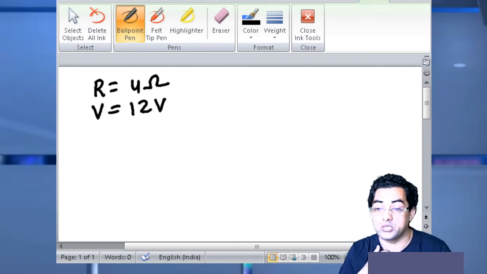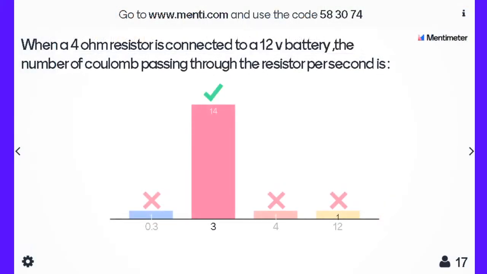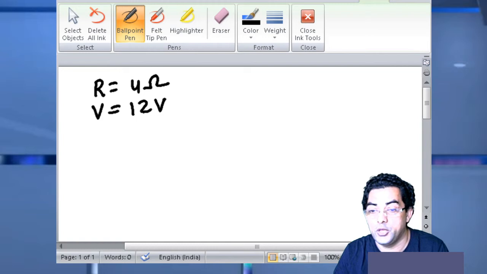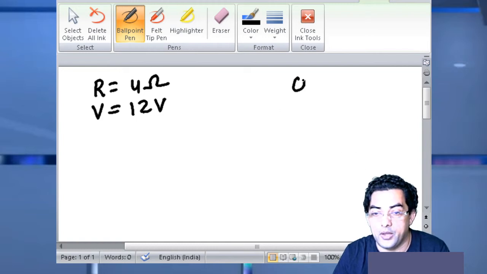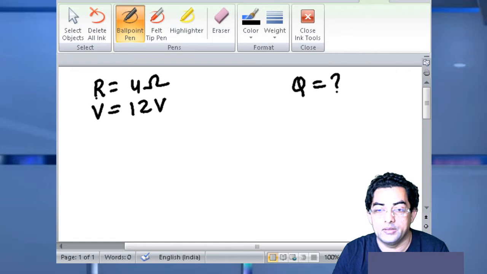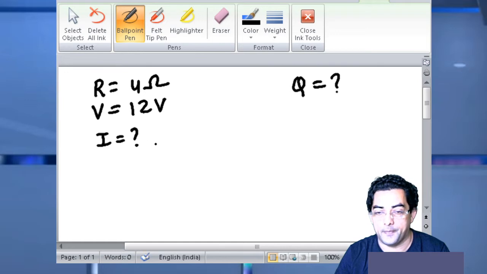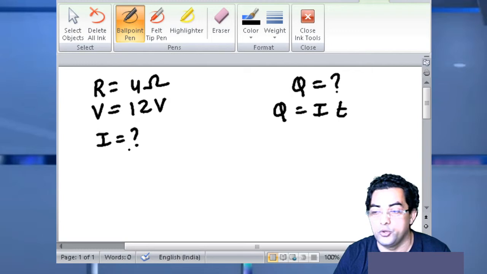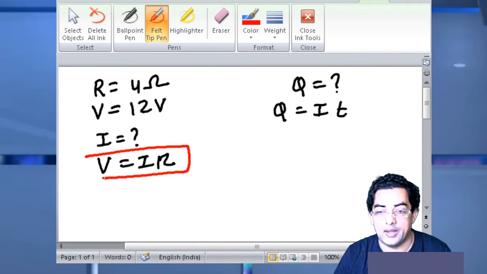The question was, see, I'm again showing you the question on the screen. You have to find out the number of coulombs. That means you have to find out Q. So the value of Q needs to be found out, but we know that there is no direct connection between R, V and Q. So first we are going to find out the value of I. And then we know that Q is equal to IT. So this time we are going to use both the formulas. The first one, V equal to IR, we are going to use, and then we are going to use Q is equal to IT.